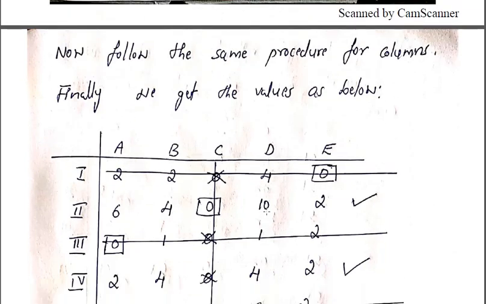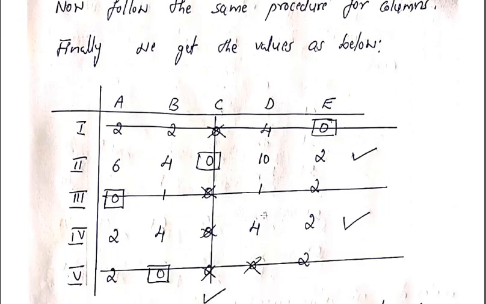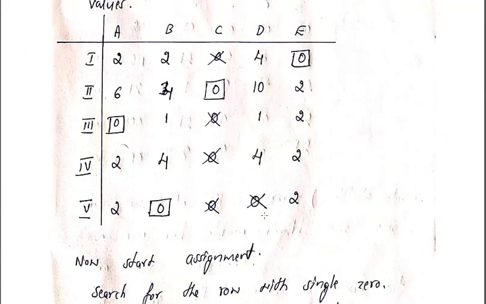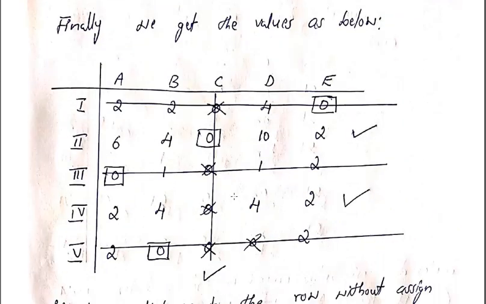So now finally we get the values as below. See, whenever we arrive at this kind of condition, next we have to tick mark the row without any assignment. So how many rows we have? See here, 1 2 3 4 5. Out of this, the fourth row does not have any assignment, so that is why the fourth row we have tick marked. The fourth row.